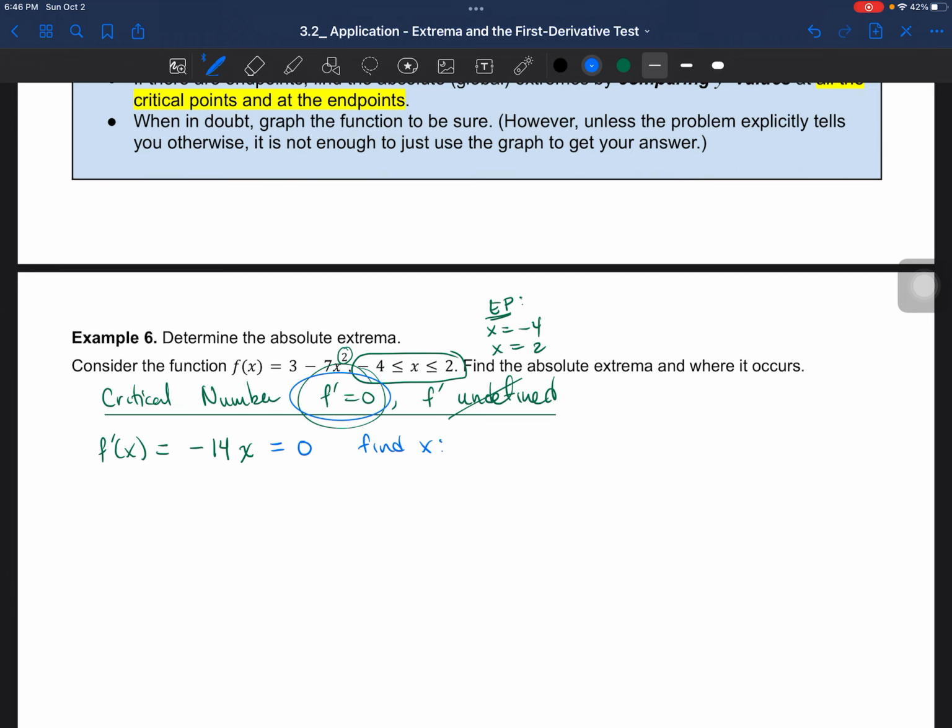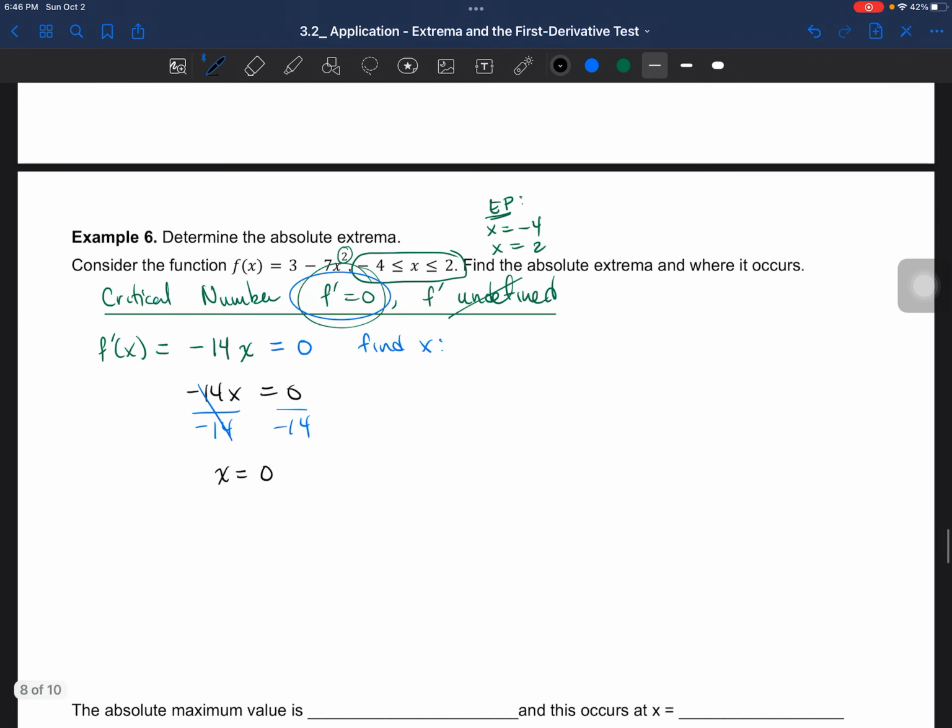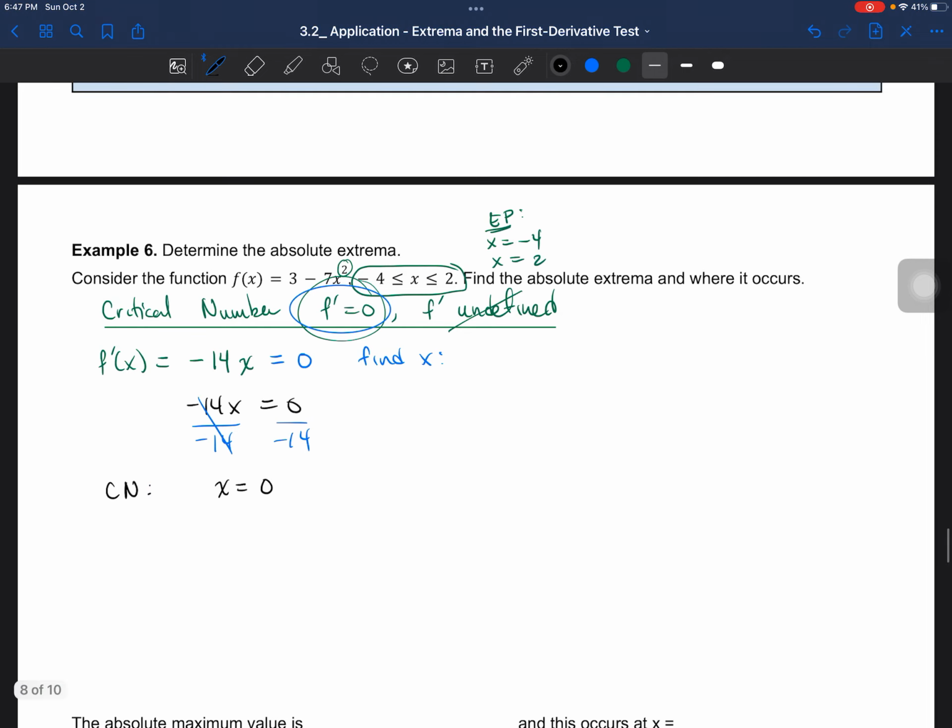We can do this by simply dividing both sides by negative 14. So we have negative 14 times x equals 0. Divide both sides by negative 14, and we end up getting x equals 0. So this is a critical number, right? And we know it's part of the domain because the function is a polynomial.